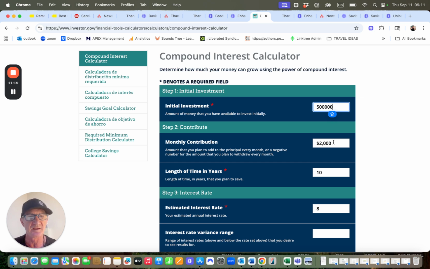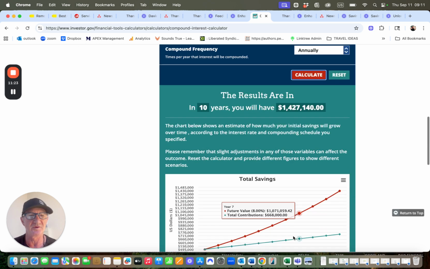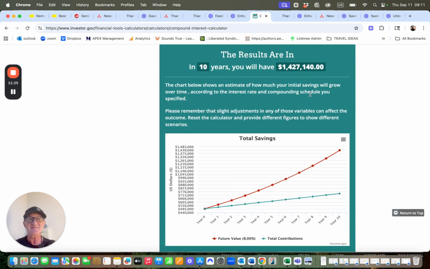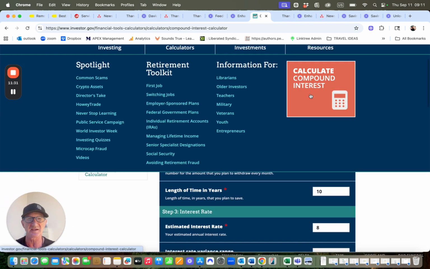I don't know if you can. But let's just run this. What does this look like? $1,042,000. This is the basics of retirement planning. So go play with this calculator. It's free. Take a look at it.